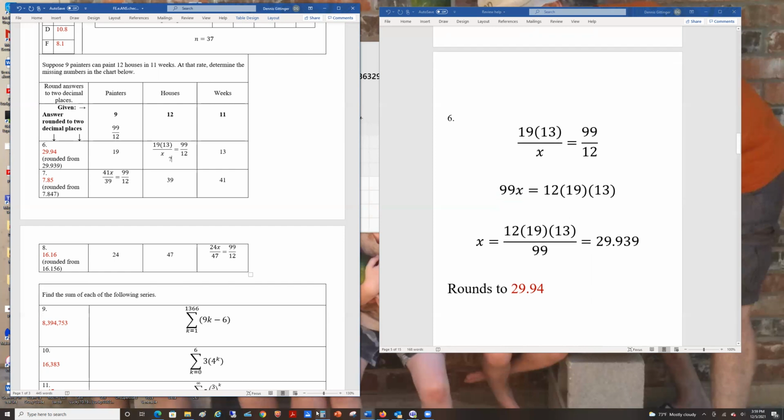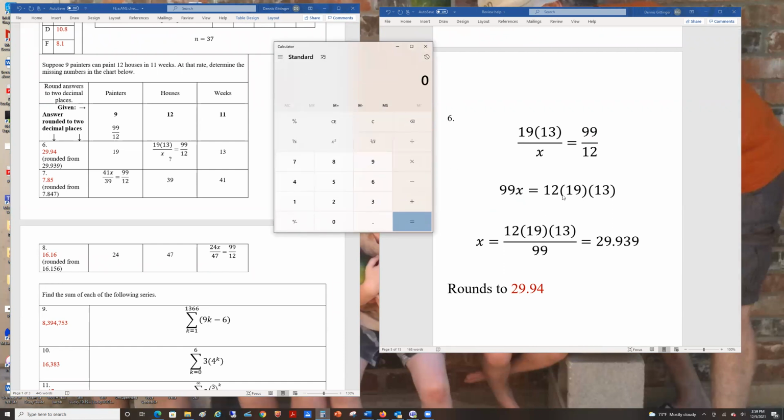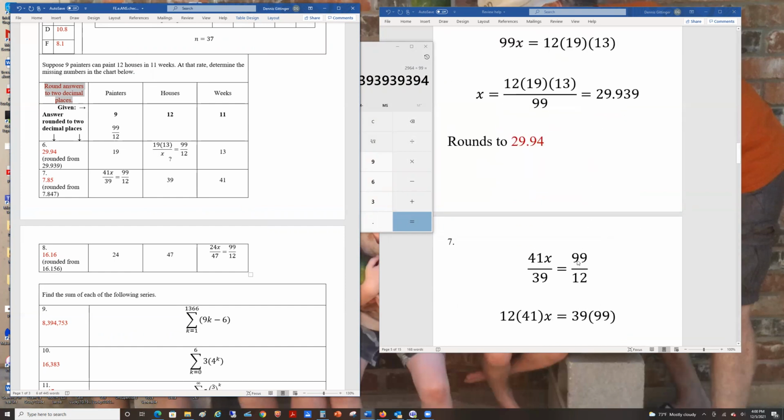And on my calculator, again, we don't need the scientific for this, but it's easier just to do 12 times 19 times 13. Look at every single number times 19 times 13. And we don't need to know what that is, but when we say divided by, it'll tell us. And I got to divide that by 99. And I get 29.93, looks like repeating. And it says round to 2 decimal places. If you don't round it to 2 decimal places, you're going to get points taken off. So to 2 decimal places, this is 29.939, and the 9 is big enough to make it 94.